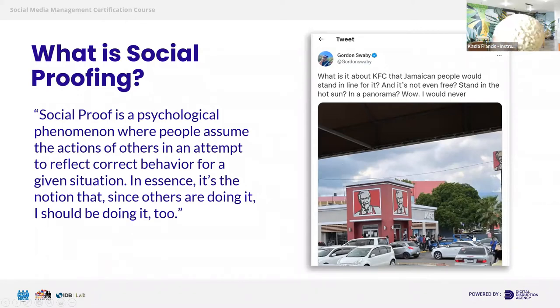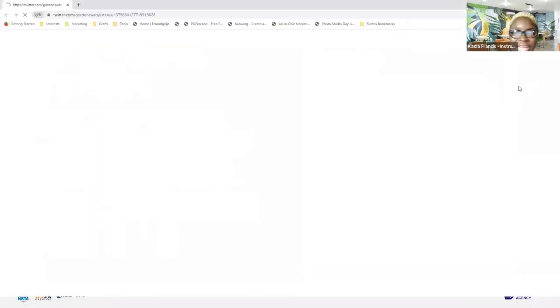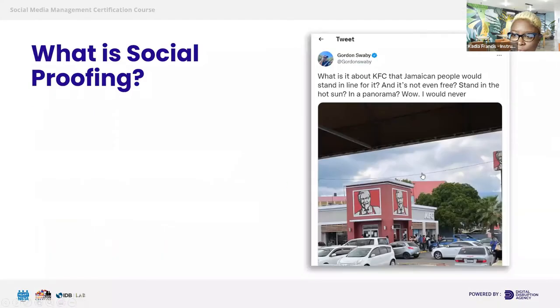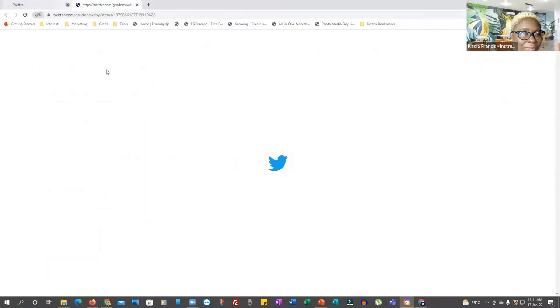You will never pass a KFC and it's empty. I don't care what time of the day it is, you will never pass an empty KFC. That does not exist. That's not an experience I have ever had.